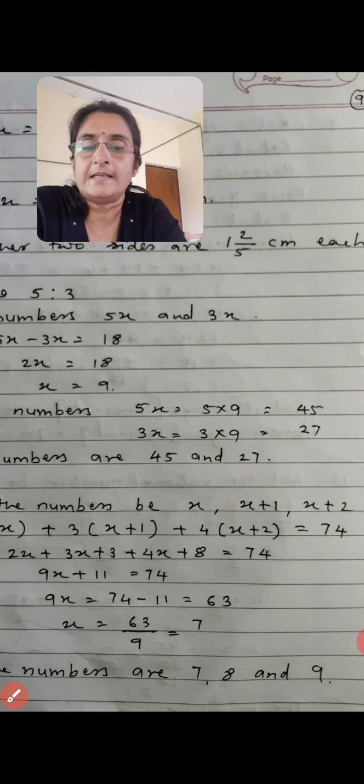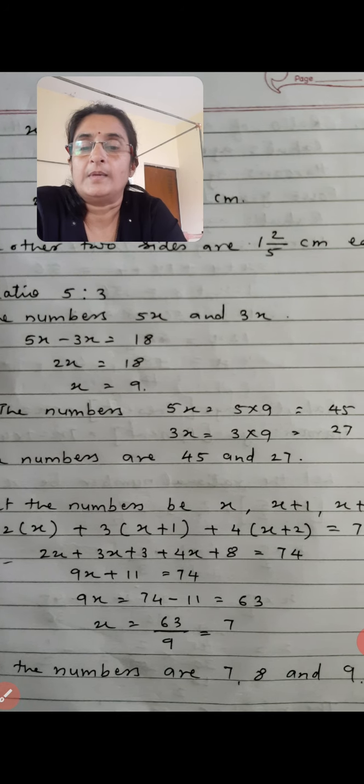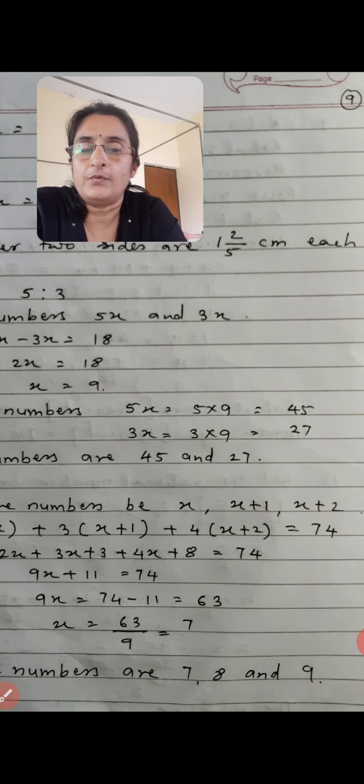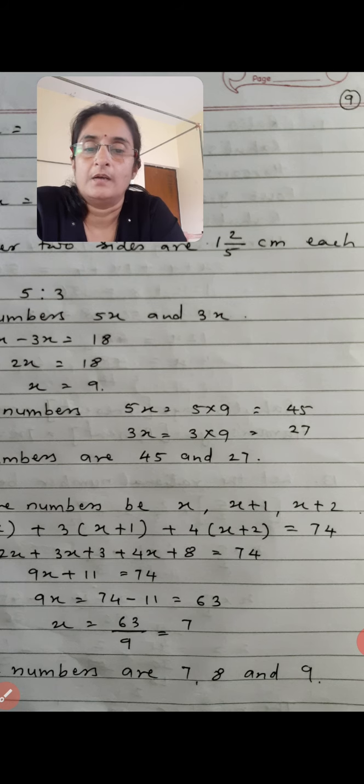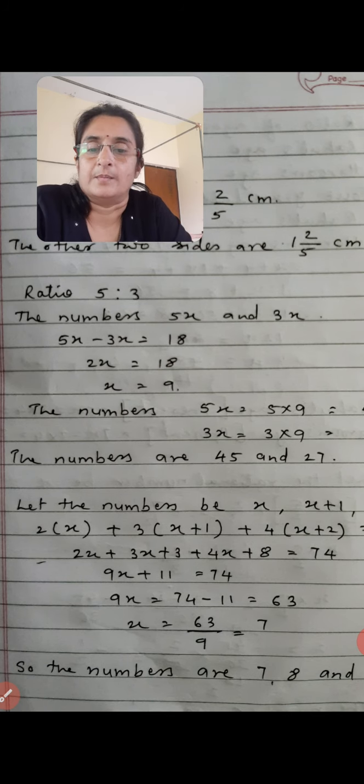Now open the brackets and solve it. So 2 into x is 2x. 3 you have to multiply with x and 1 both. So 3x plus 3. Next again 4 you have to multiply with x plus 2. So 4x plus 8. All together it gives 74. So addition of like terms. So 2x plus 3x plus 4x gives you 9x, and addition of constants, that is 3 and 8, is 11. So the equation becomes 9x plus 11 is equal to 74.